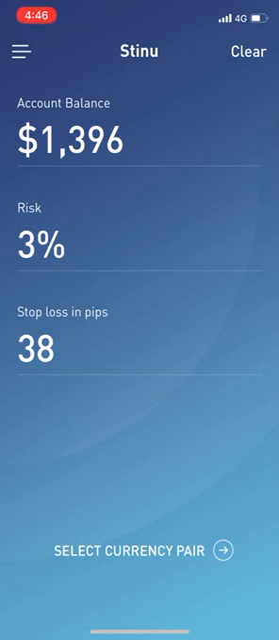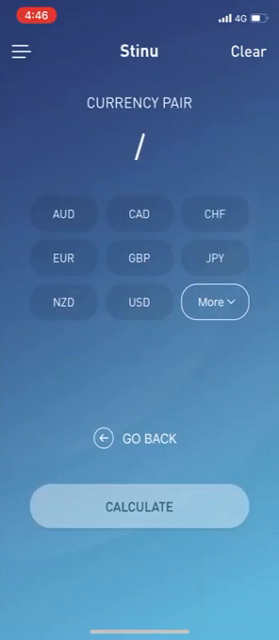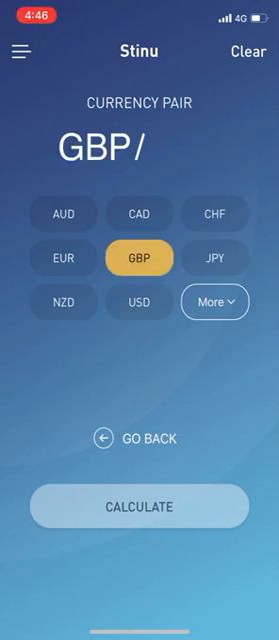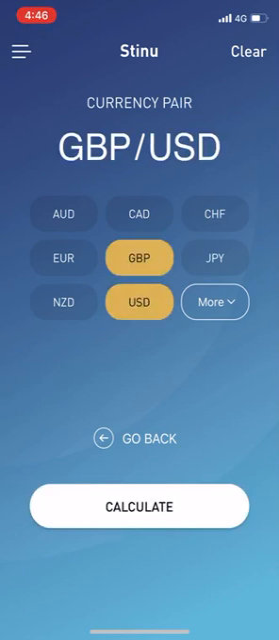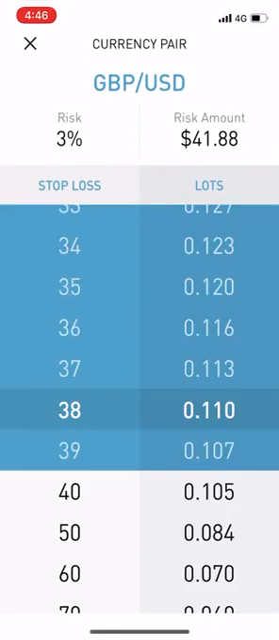Now you can see select currency pair. So that's the next thing. Now it was the British pound and US dollar. Okay, now calculate. Okay, it's calculating. So you can see for 38 stop loss in pips, the number that we want in lots is 0.110. Now right on top you can see the amount that we are risking given the level of risk, which is based of course on your balance. So 3%. So right now with this trade I'm going to risk $41.88. So the number we're after is 0.110.